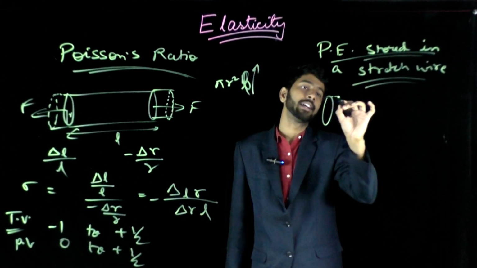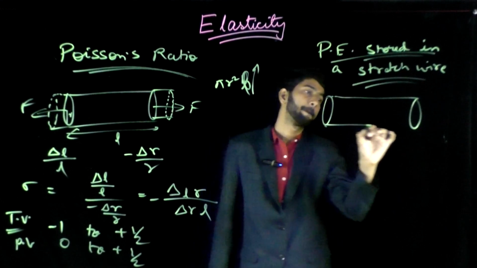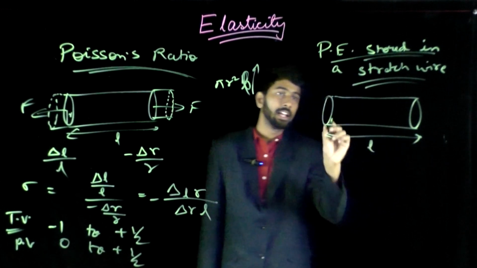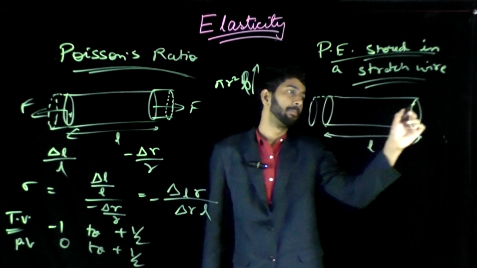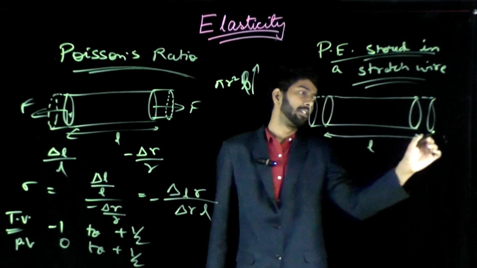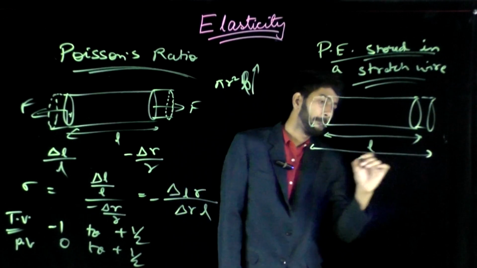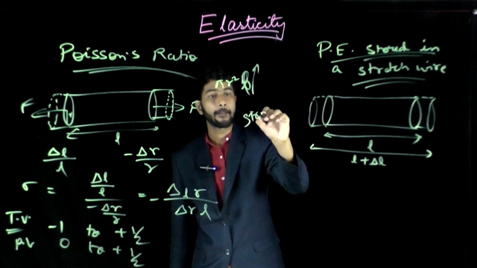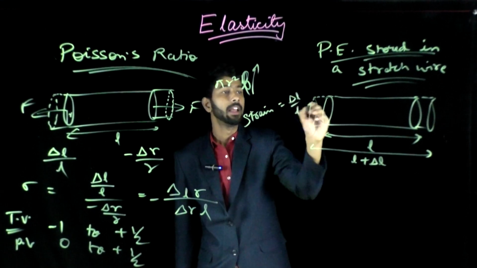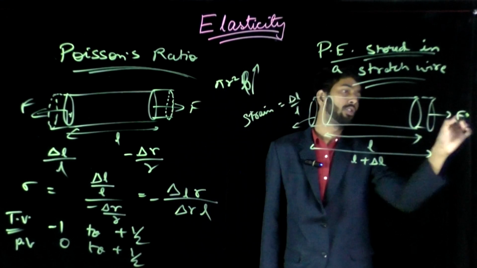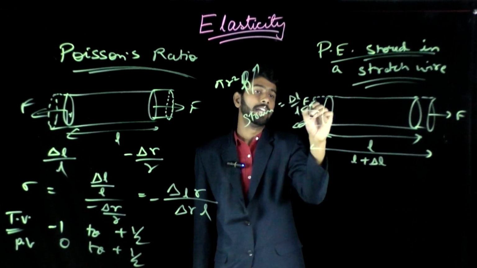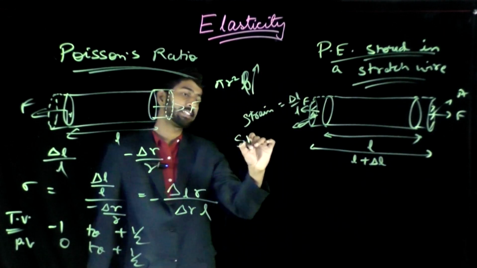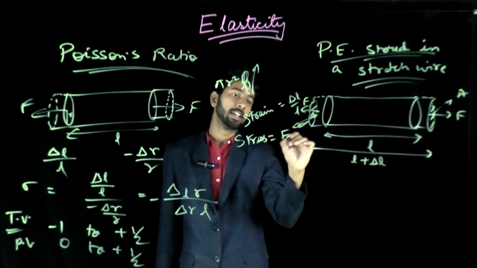Again, if I take this wire, it's a wire with some area of cross section A, right? Length L. If I increase this length to some L plus delta L, the change in length is delta L. The strain here is obviously delta L by L. If I do this with a force F, a normal force F, remember, with area of cross section A on both sides, then your stress is F by A, right?